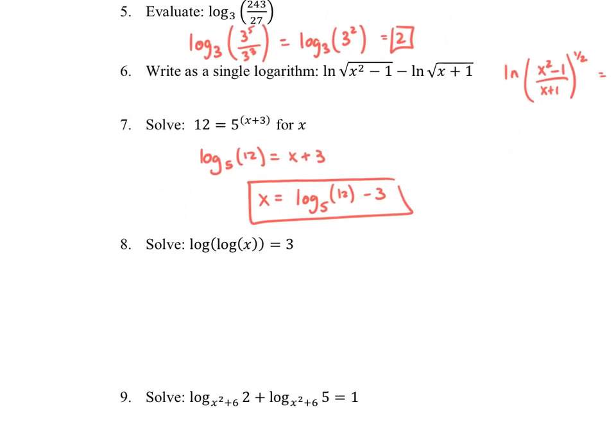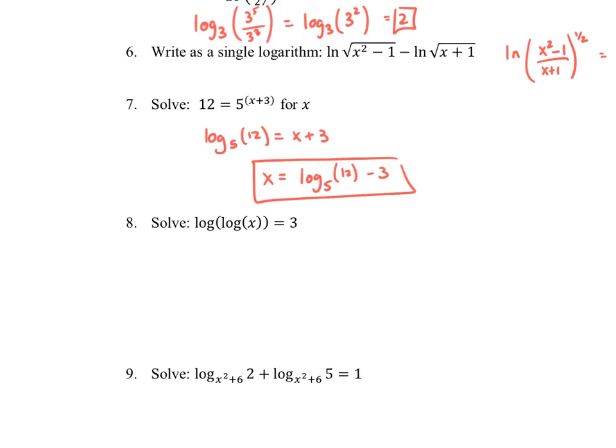Okay, number 8. So this is a double logarithm, which is strange. So I'm going to first put it into exponential form. So we have 10. Remember, both of these logarithms are common logarithms, which means that they're base 10. So we have 10 to the 3rd, which is equal to log of x. So we have 1,000 equal to log of x.